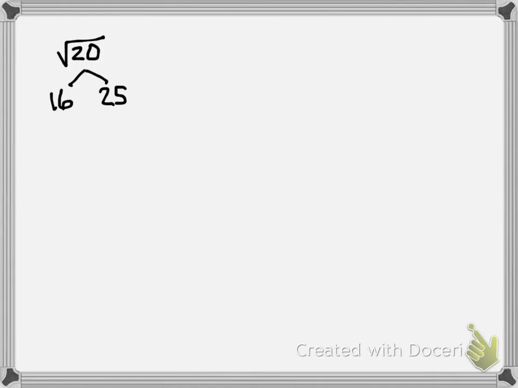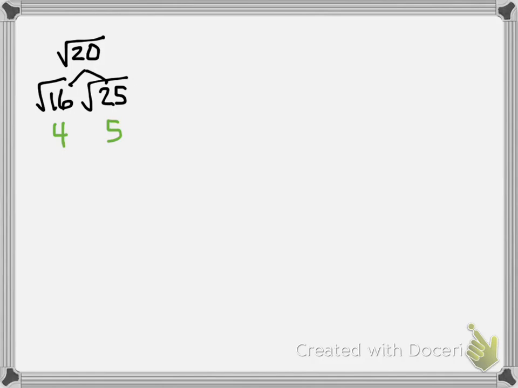But 20 isn't standalone. 20 is under a radical sign. So I need to do the same thing to 16 and 25. So then we answer, well, what does the square root of 16 equal? What's the square root of 16? 4. And what's the square root of 25? 5. So right now I know my number is between 4 and 5.